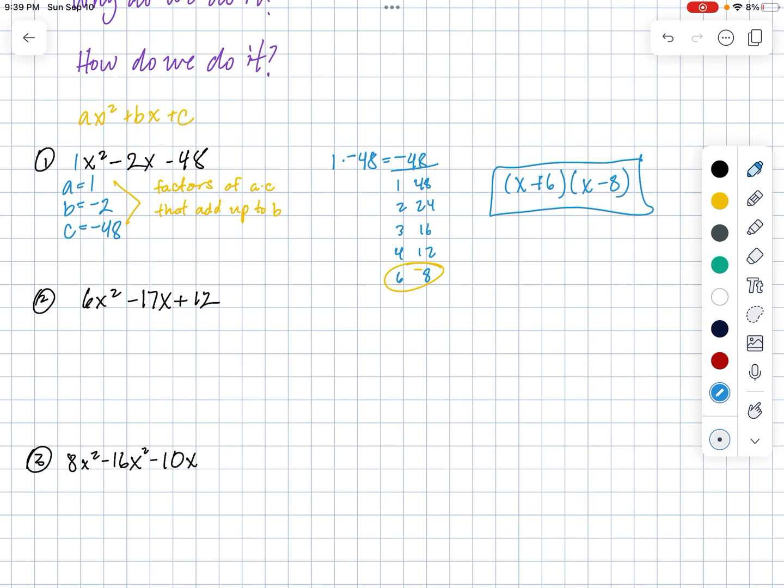Here for this second example, we start the same way by looking for common factors. 6x squared, negative 17x, and 12. There are no common factors, so now we move on.